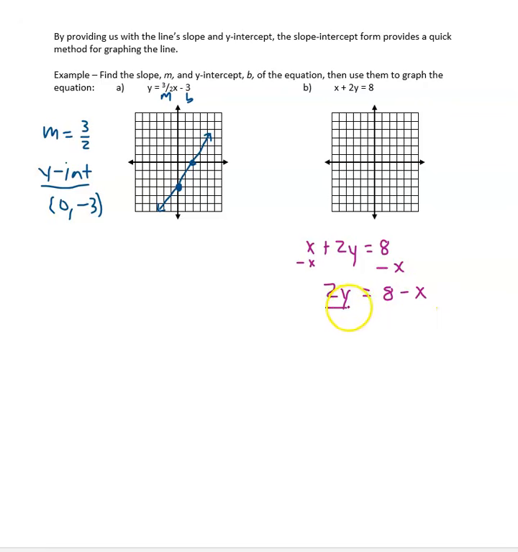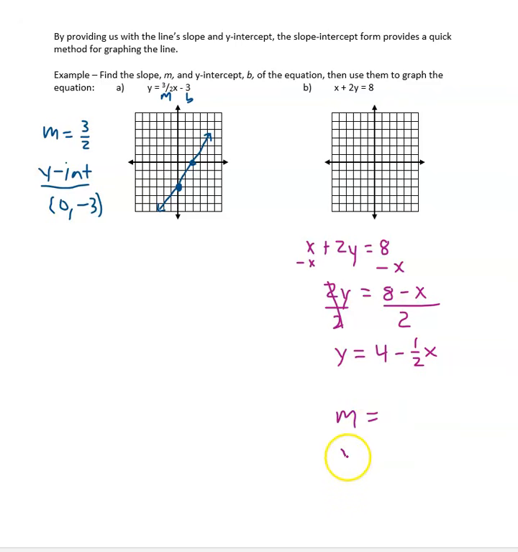Now to get y by itself, I'm going to divide both sides by 2. And again, remember that you must divide every term on both sides by 2. So 8 gets divided by 2 and leaves me with 4. And a -1x gets divided by 2, which leaves me with a -1/2 times x. So now we have the equation in slope-intercept form, and we're ready to find both the slope and the y-intercept.